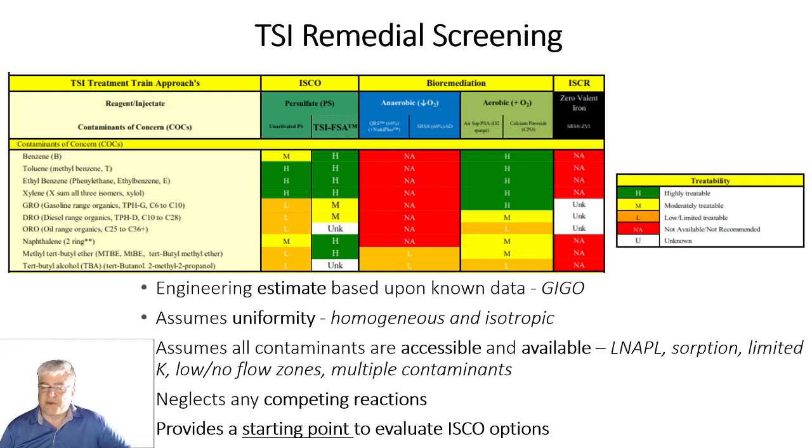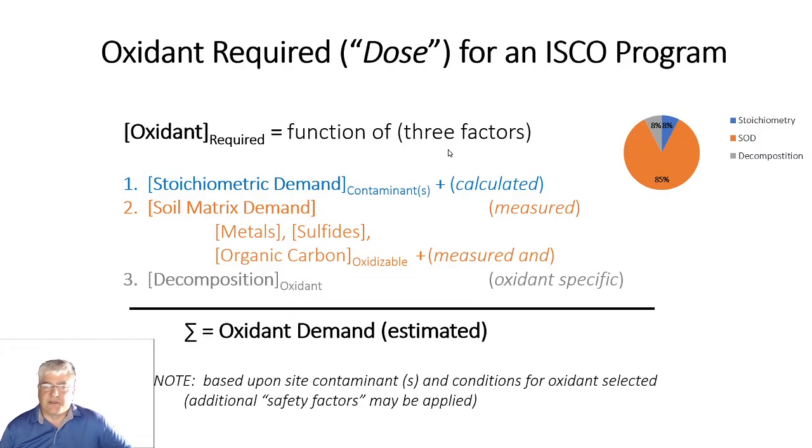It provides a starting point available to evaluate, in this case predominantly ISCO and bio options, but you can certainly expand it to look at other things. This does assume uniformity and accessibility and available and neglects competing reactions, so it's a simplification of the remedial process. But as stated, it gives you a starting point to evaluate different things.